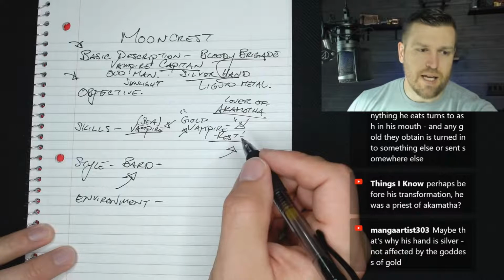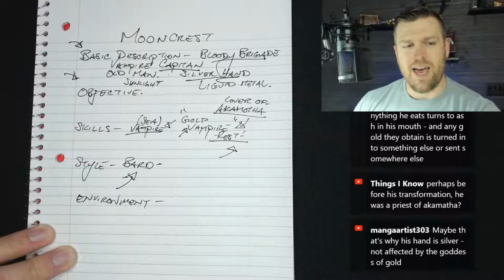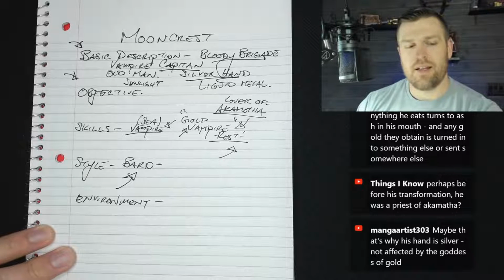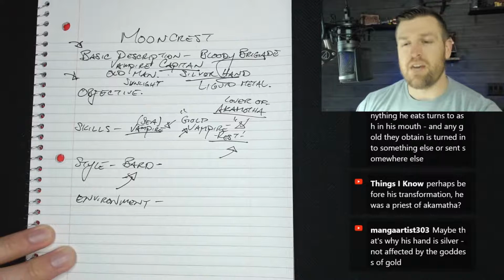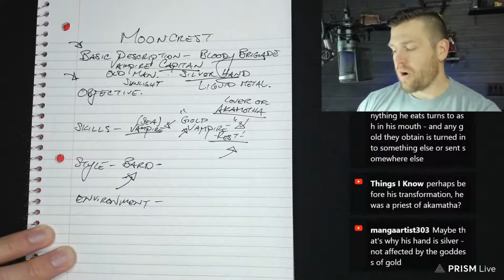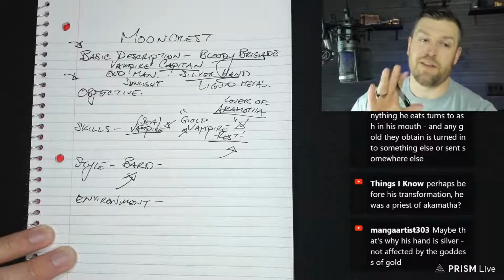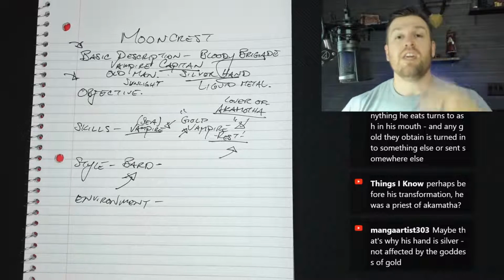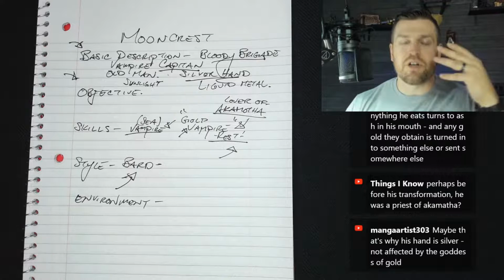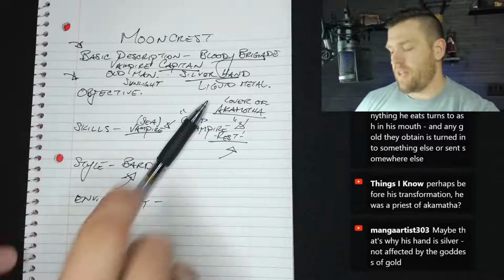Maybe that's why his hand is silver. It's not affected by the goddess's gold. Ooh, I kind of like that. It definitely gives some solid lore for the background of the hand. Maybe it was a gift. Ooh, it was a gift. Yeah, he was spurned by Akamotha, or he spurned Akamotha, and then another god, seeing his plight, said, hey man, sorry about what my wife did, and gave him a boon to mitigate that to a degree. So that could be a really cool cross-hatch of lore that I like.